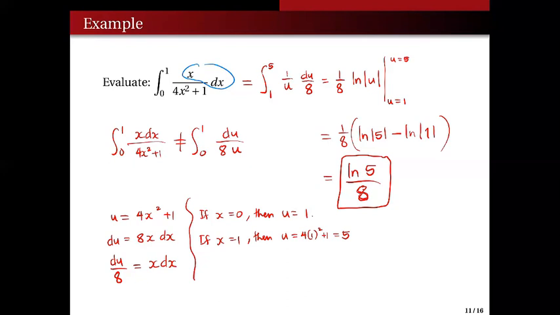So, there's a question here. Why is there no plus c here? The reason is this is a definite integral. You don't have to do the plus c thing. Is that good? There's no plus c in a definite integral.